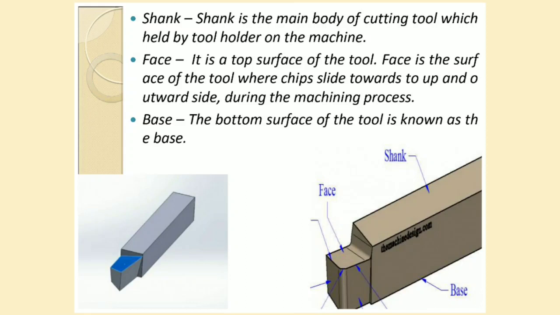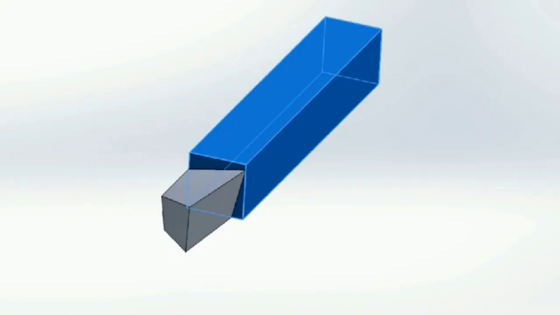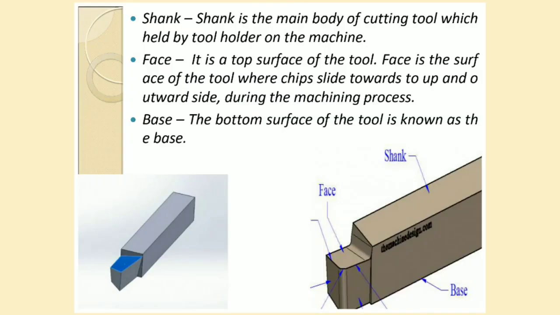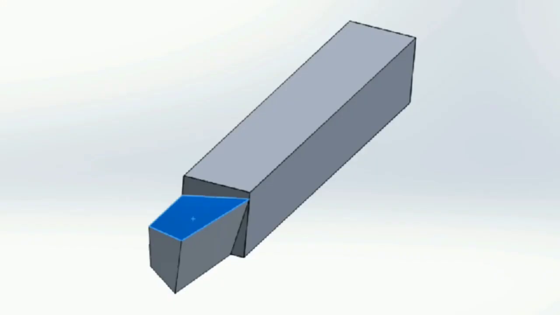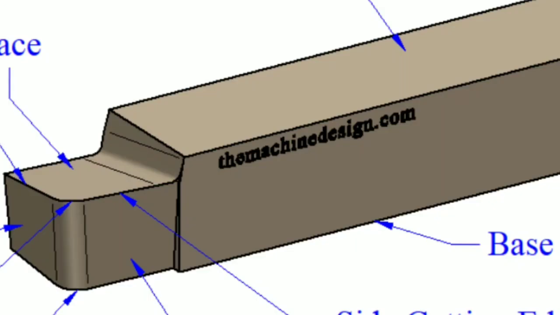Shank is the main body of the cutting tool which is held by the tool holder in a machine. Face is the top surface of the tool on which the chips slide and go outward from the cutting area during machining. Next, base. The bottom surface of the tool is known as base.